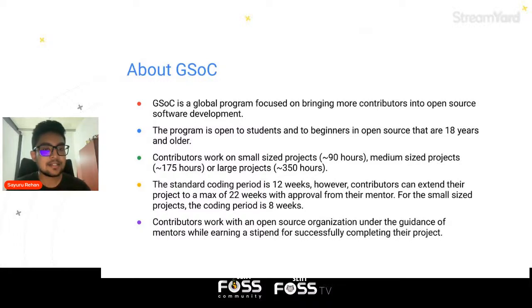The standard coding period, or the GSOC program period, is 12 weeks. But when you're working with the team, you can extend that period to a maximum of 22 weeks as well. For the small size projects, the coding period is somewhere around 8 weeks. These are too much detail, I think I won't go too much into this.